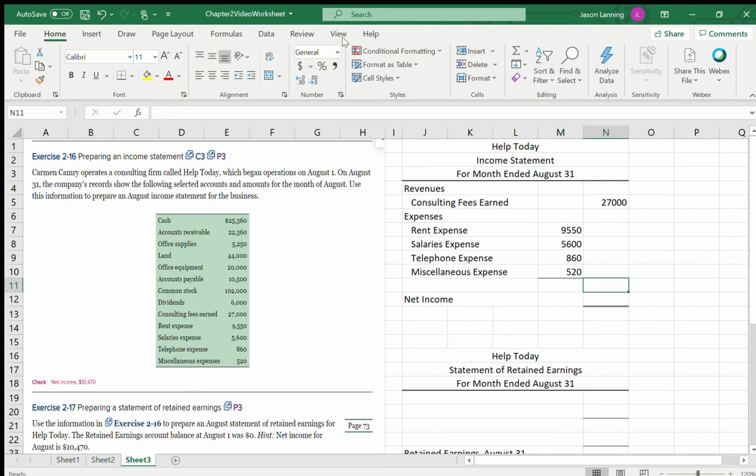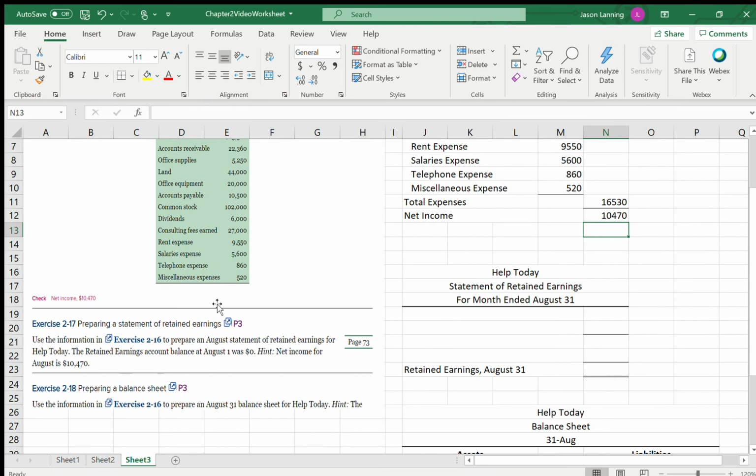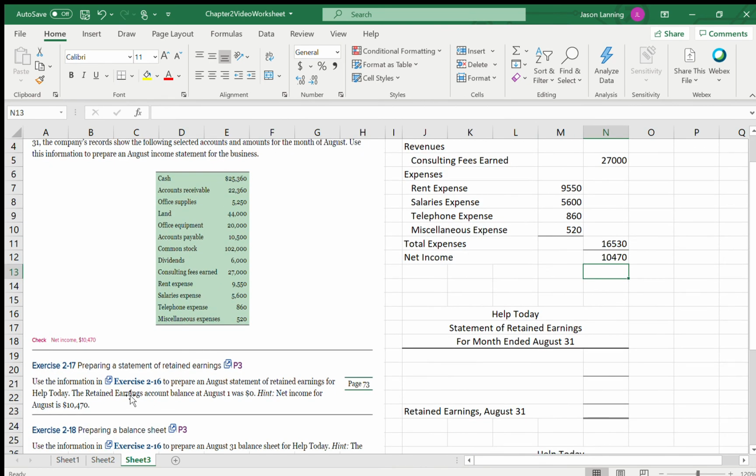So we'll add these, and what we get is total expenses of $16,530. Now our net income is just revenue minus expenses. Revenue minus expenses, what is that? We see net income of $10,470. Okay. So next, 2-17 is preparing a statement of retained earnings.